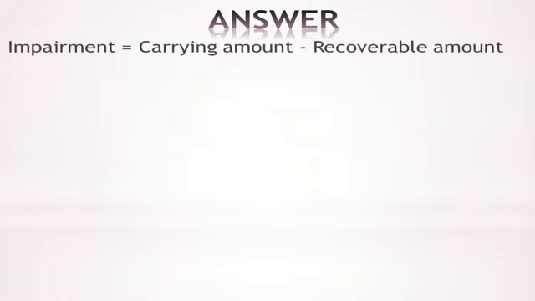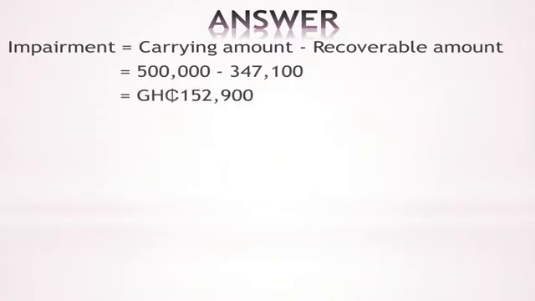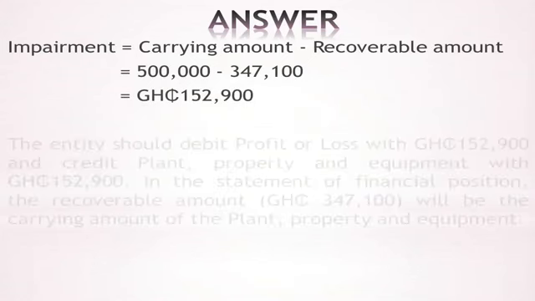Now let's go to the impairment. How do we calculate the impairment? We use the formula. Impairment is carrying amount minus the recoverable amount. Remember the condition for impairment: impairment will only occur where the recoverable amount is lesser than the carrying amount, meaning that the difference will give us the actual impairment. So our carrying amount is 500,000, we less the recoverable amount, which is 347,100, and then we get impairment as 152,900 Ghana cedi.